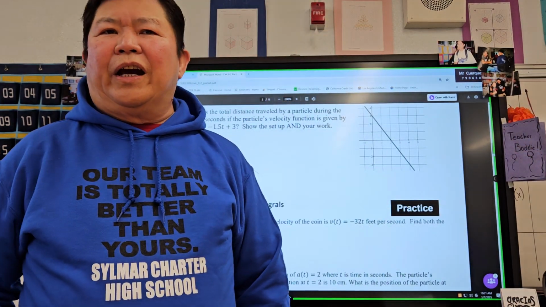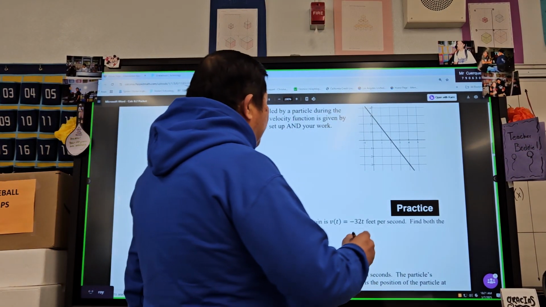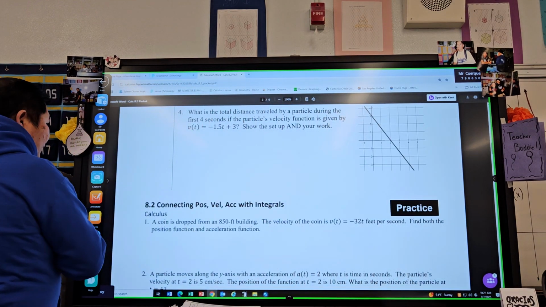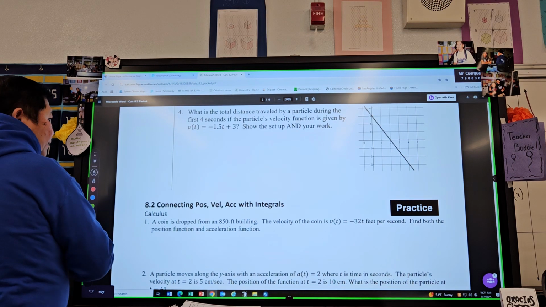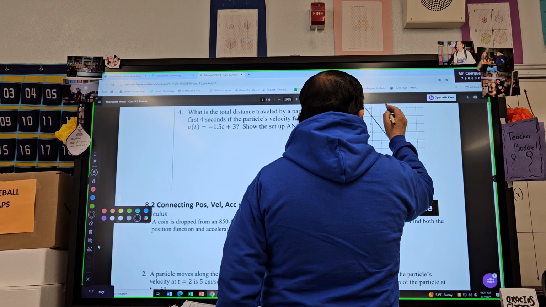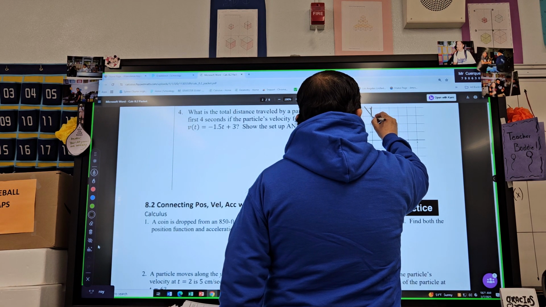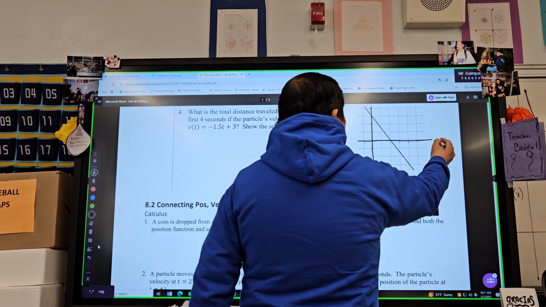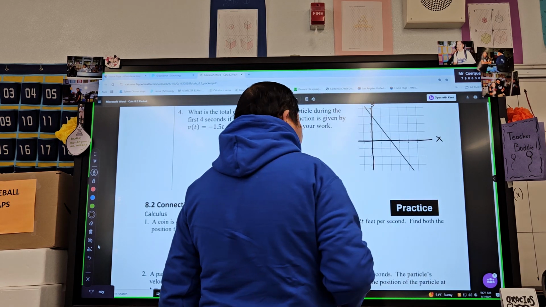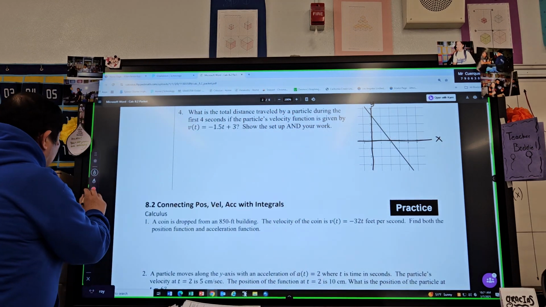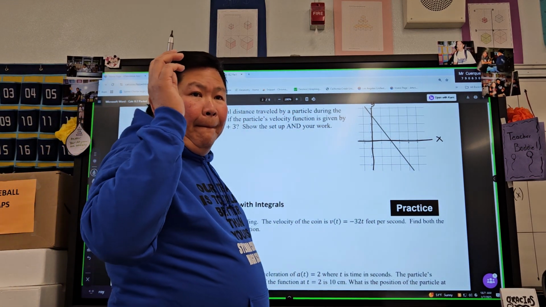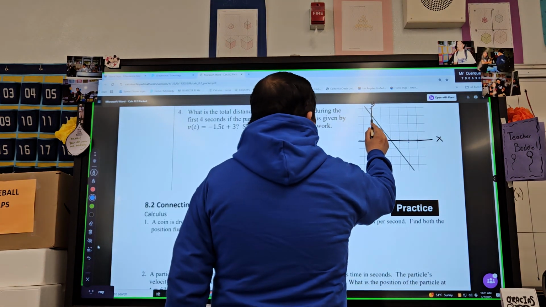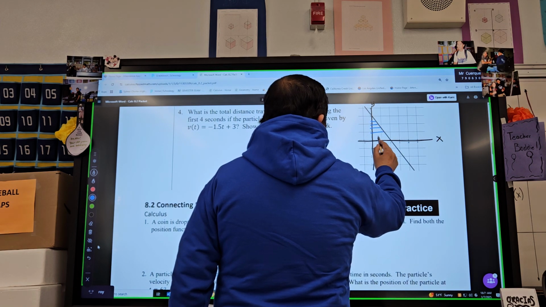Now, let's do velocity, guys. Now, look at this. X and Y axis, guys. Okay. Now, I'm going to shade the top and also the bottom. Okay? Now, what is this on top in terms of velocity?